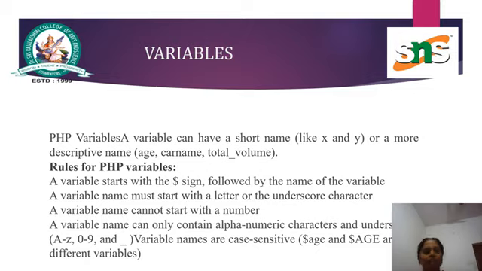How can we declare the variables, and what are the methods and procedures to use the variables? A variable starts with a dollar sign followed by the name of the variable. A variable name must start with a letter or the underscore character. A variable name cannot start with a number. A variable name can only contain alphanumeric characters and underscores, and variable names are case sensitive, so they are different variables.